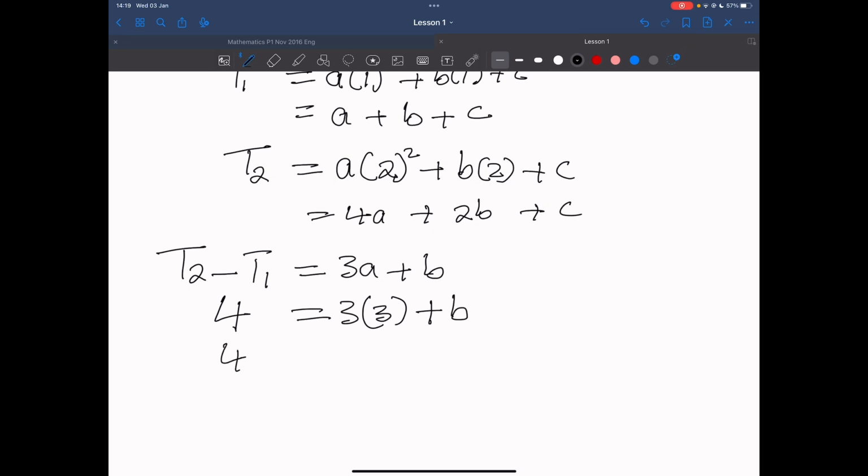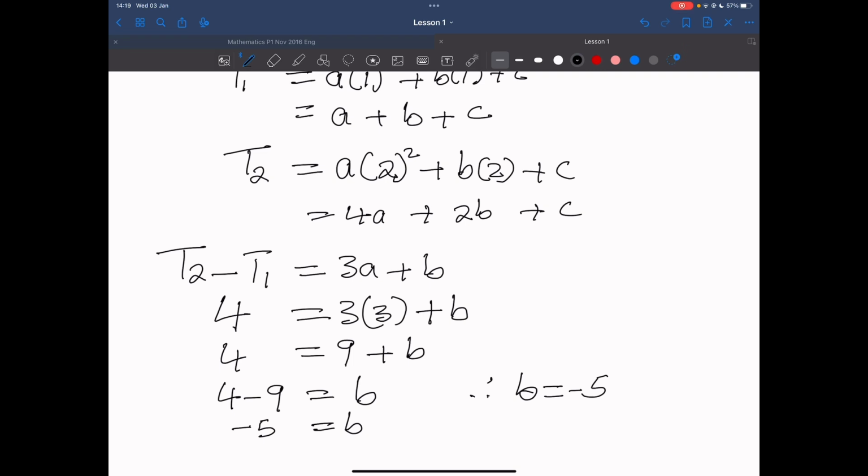Now multiplying this, we have a 9 plus b. So if we take the 9 that side, it will be minus. And so we have a b. So 4 minus 9 is negative 5. So this is giving us our b to be negative 5. So b is negative 5. Now we have a to be 3. We have b to be negative 5.